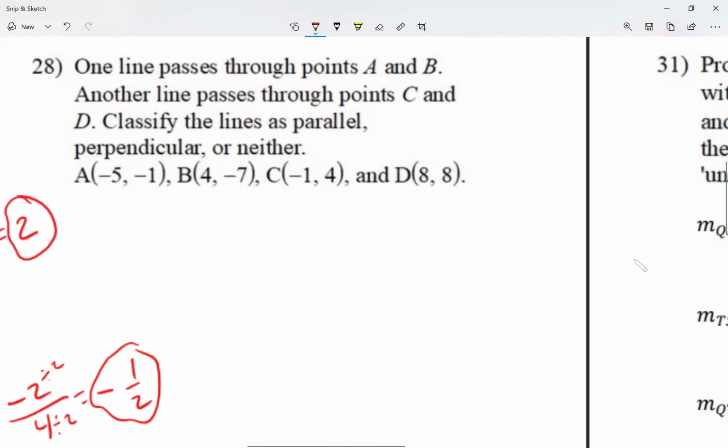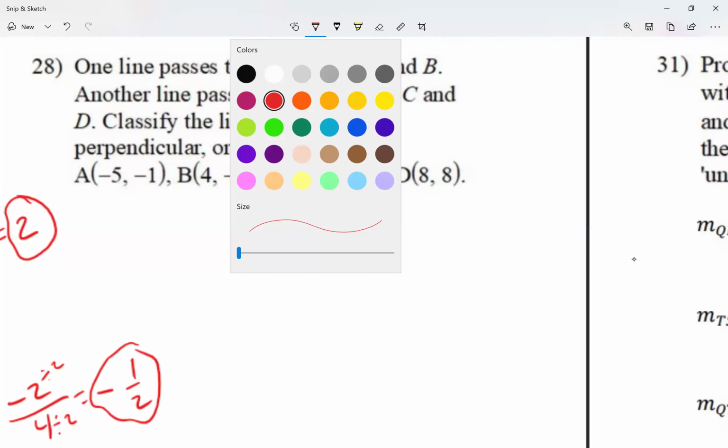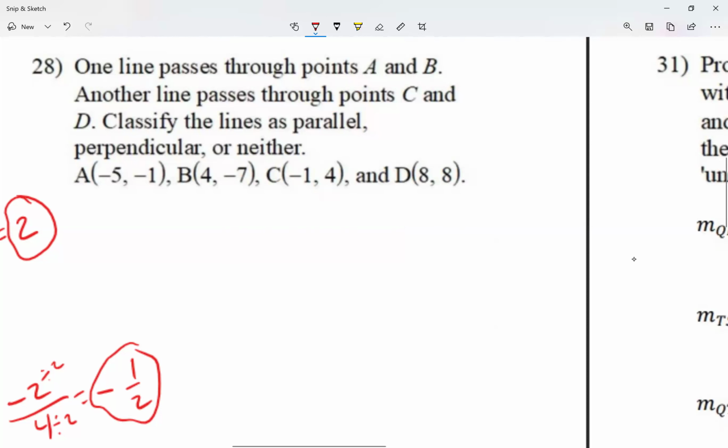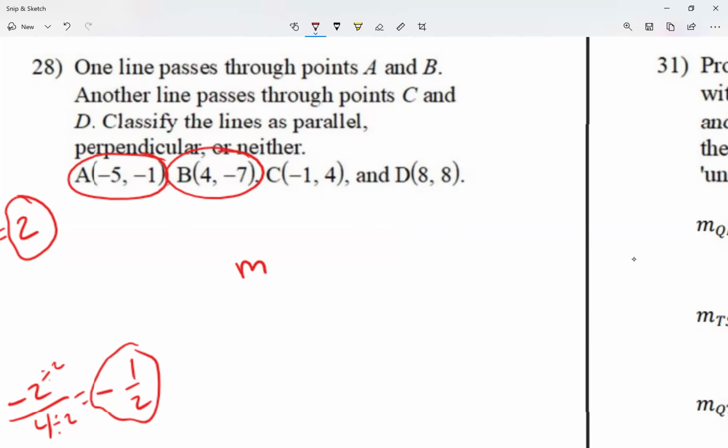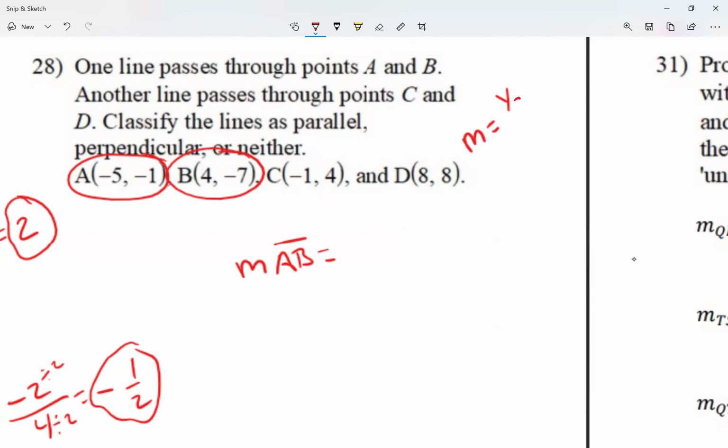Now here, I don't have the picture. Okay. So it says one line passes through the points A, B. So that means let's use the points A, B. I'm going to find the slope of the line AB. I remember for the slope, let me remember the formula here at the side. The slope, the second y minus the first y over the second x minus the first x.